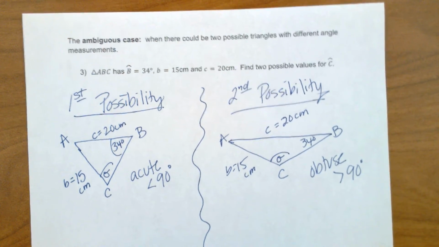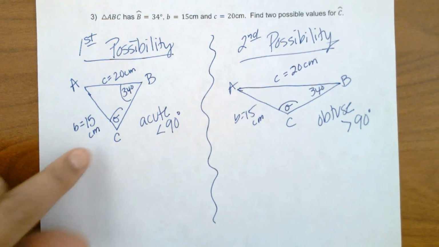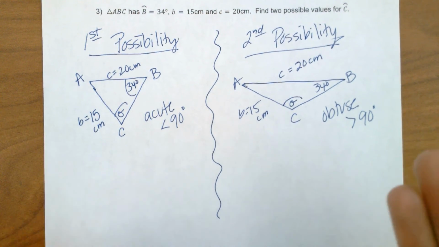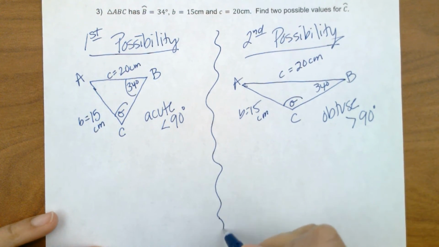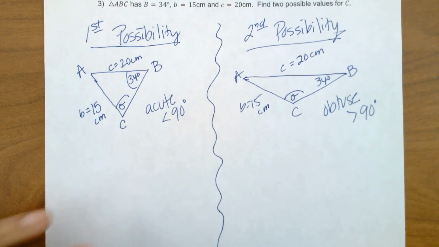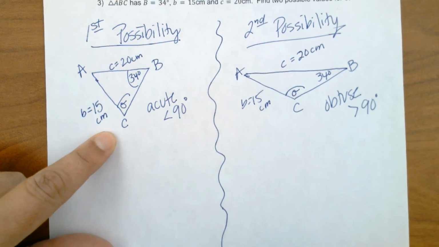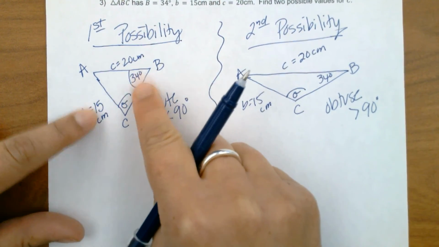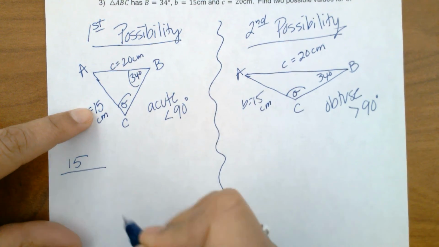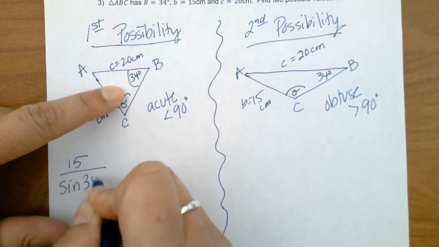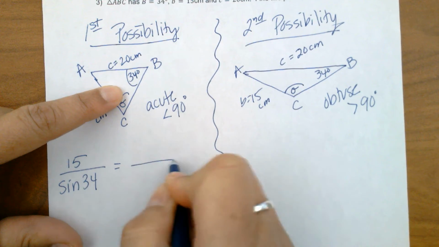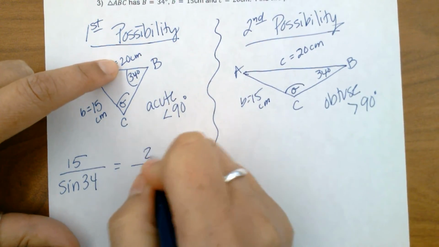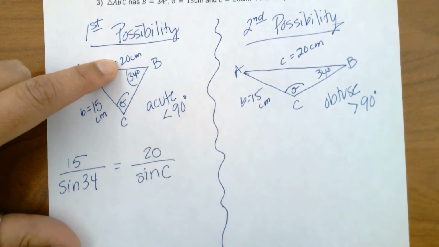All right, so let's do both. First, let's find the first possibility. It doesn't matter which one you do. It's going to work out, so I'm going to show you how to find both. But let's use our sine. So let's see what we have. First, we have a side measurement, and we have its opposite angle. We need these two. So side in the numerator, sine of the opposite angle in the denominator, equals, okay, we need angle C. We have its side. So side 20, sine of C.